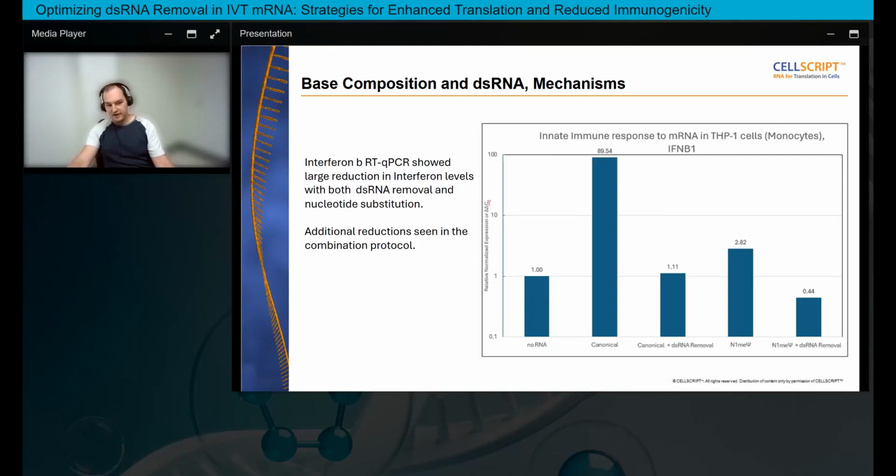And as we've talked about, for a lot of the dsRNA sensor genes, interferon is the main mode of action, where it's creating that antiviral state in cells. And so it's really cool to see how strongly that can be reduced by just removing double-stranded RNA.